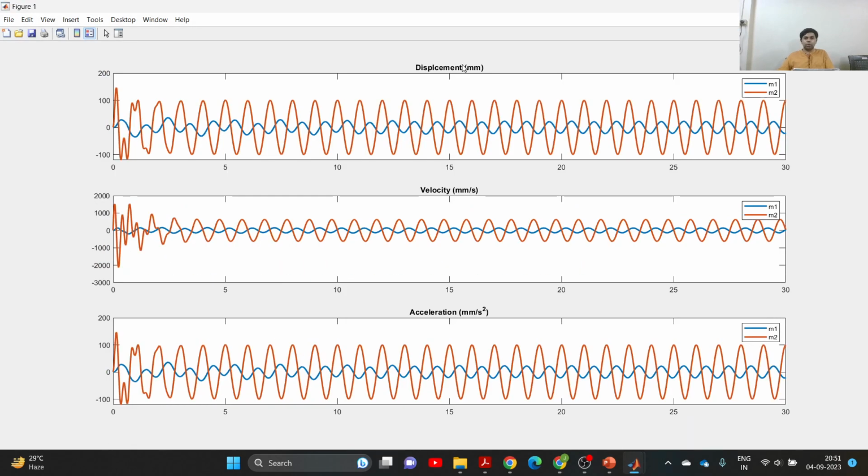The displacement of the car body is about 25 mm in the steady state, which is not a very big displacement. On the other hand, our wheels go through a larger displacement of about 100 mm or so, which is about 10 centimeters. We assume the height of the speed breaker to be about 10 centimeters. In comparison to that, the displacement of the car body is only 2.5 centimeters. So it is significantly reduced because of the suspension.